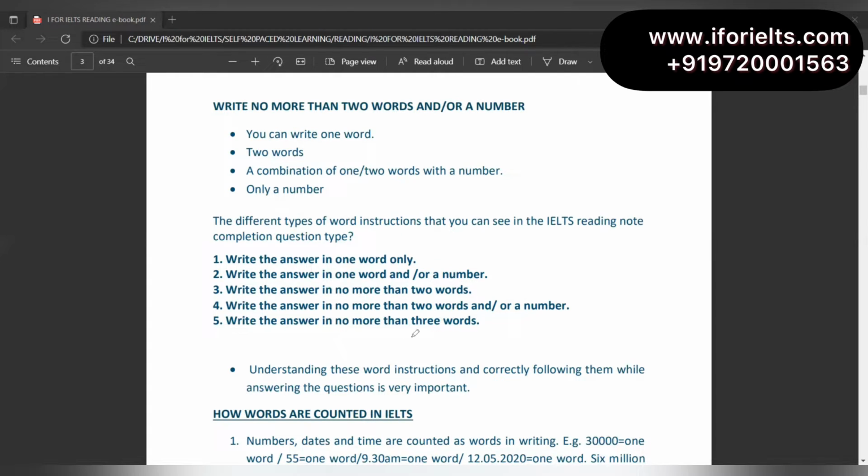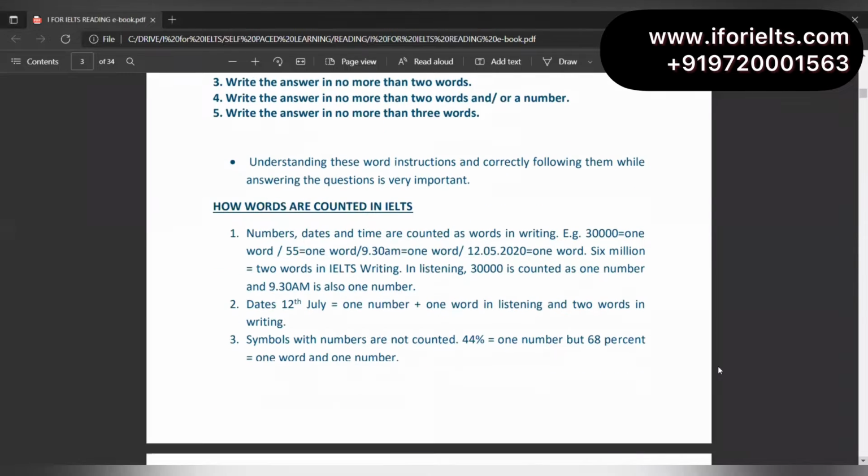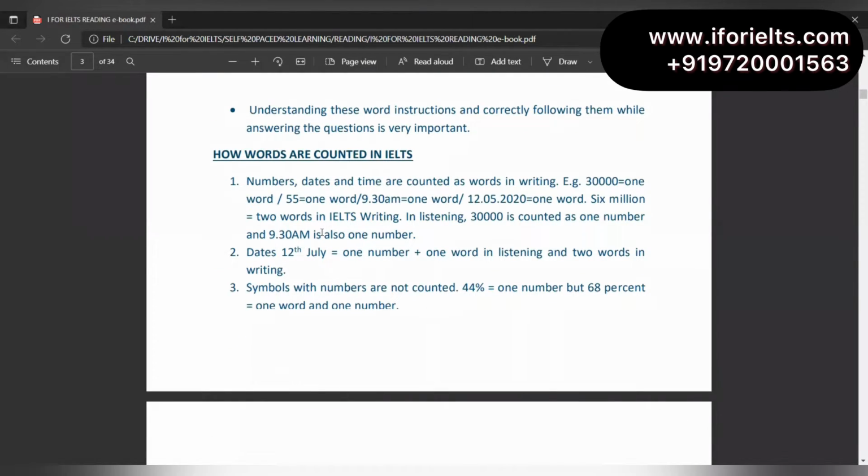Write the answer in no more than three words. That is, three words is a maximum limit, but you can write one word, you can write two words, you can write three words, but you cannot go beyond three words. How are words counted in IELTS?